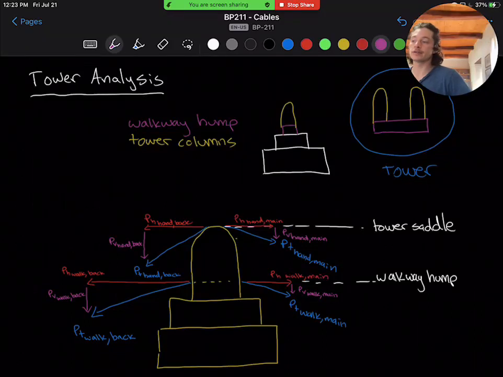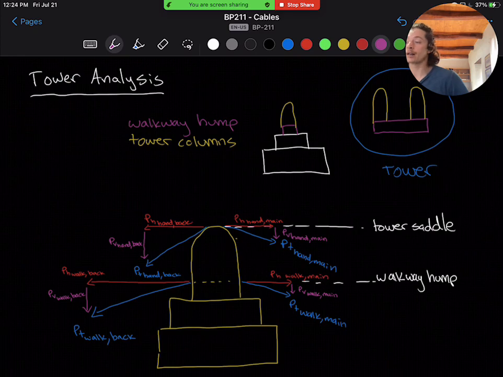The next system of interest is tower analysis. In the basic course, we lumped together the tower, tiers, and foundation together. But now, as we add some more granularity to our capacity checks, it is worth creating a separate tab for just the tower. And when referring to the tower, I'm talking about the walkway hump and the individual towers and tower saddles as one unit.